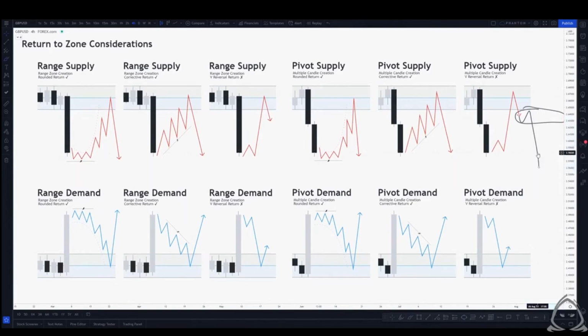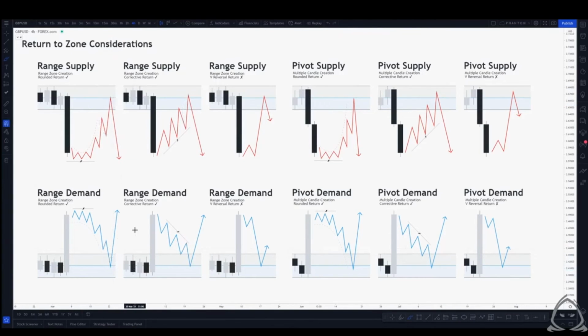And one final thing that I wanted to touch on in regards to return to zone considerations: what you'll often see on the zones that play out the most, and this may sound a little bit confusing initially because I had just said that the V reversal, or that aggressive move back into a supply or demand zone, tends to be lower probability, is if we're looking at, say, a rounded return or corrective return, if that last leg into the supply or demand zone is relatively impulsive, we see a move that almost puts you off. So a larger move into supply or a larger move into demand.